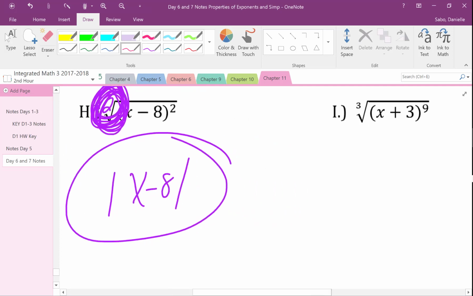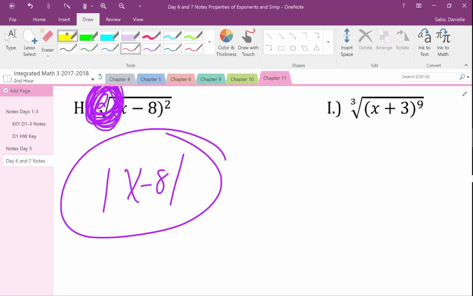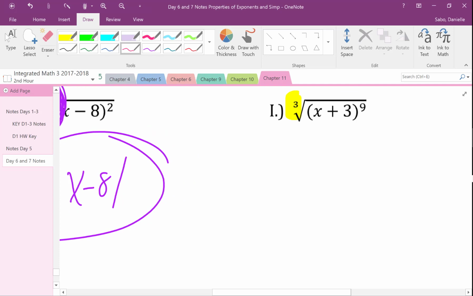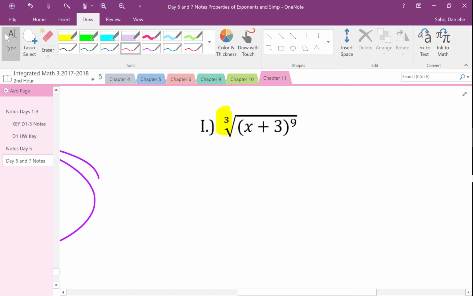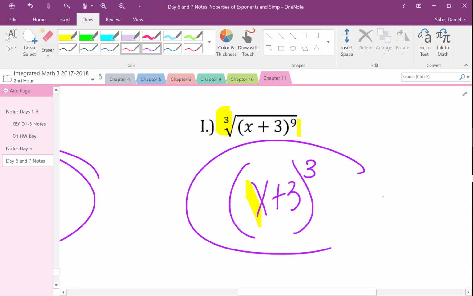Last and final one here. I always ask myself, what's the index? Do I need absolute values? No. How many times does 3 go into 9? 3 times. So I have x plus 3 all cubed.